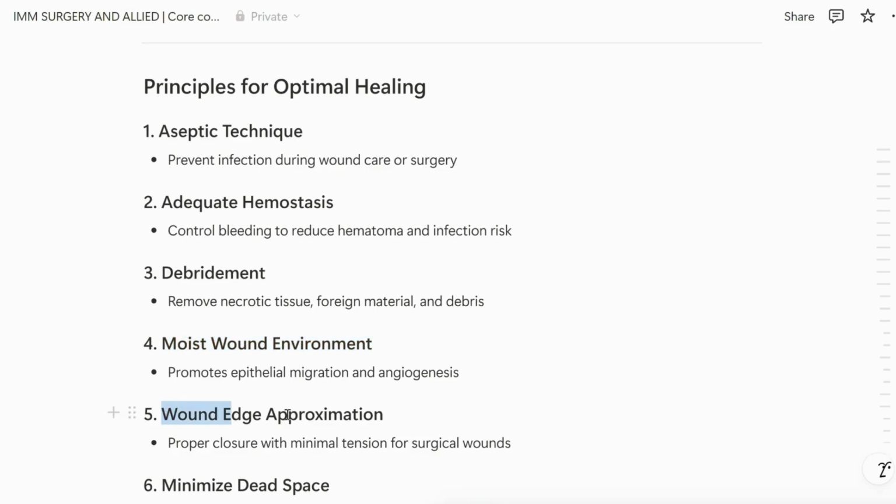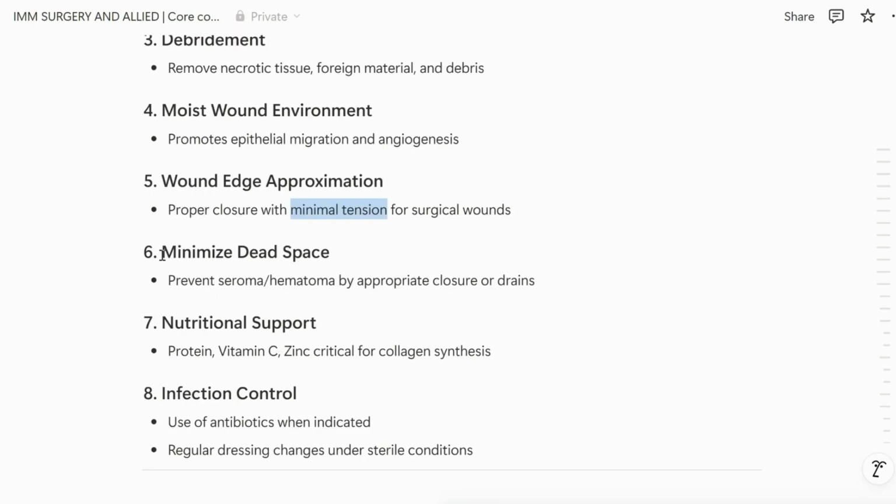Approximation of the wound edges. The better they are approximated, the minimum tension will be there on the surgical edges. As a result, there will be better wound healing. It is important to minimize the dead space as it will prevent the hematoma or seroma formation. In terms of nutritional support, vitamin C and zinc are the cofactors which are required by the fibroblast to lay down collagen. So they are very important.